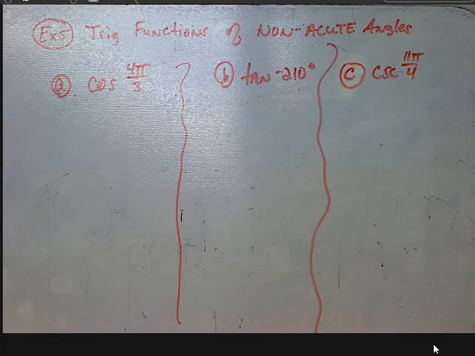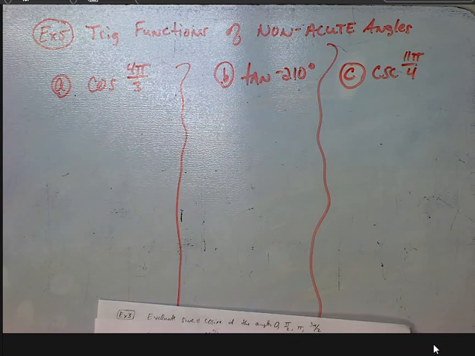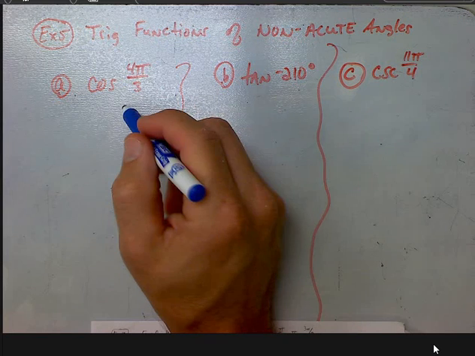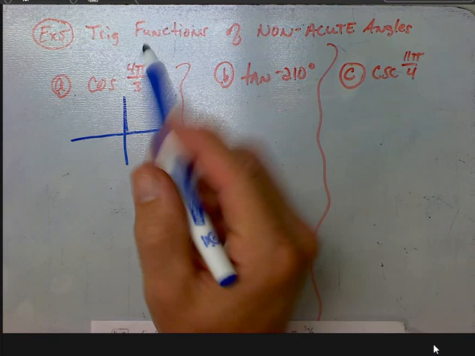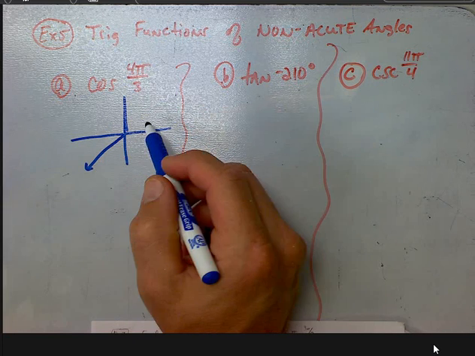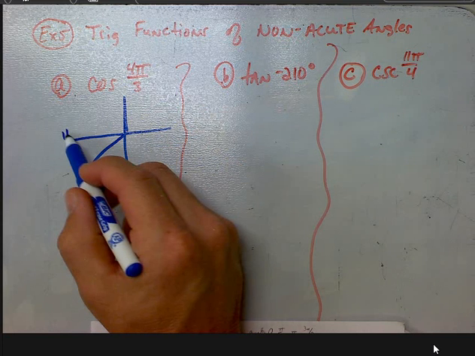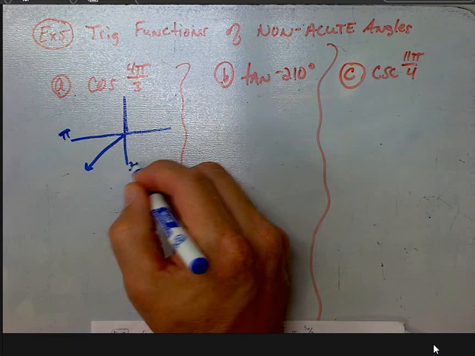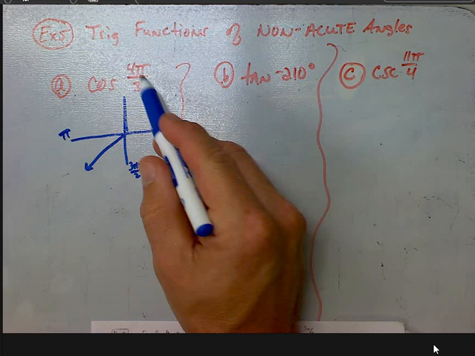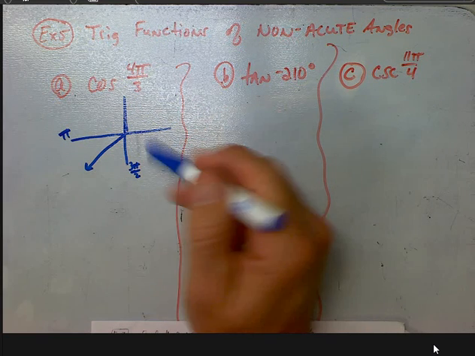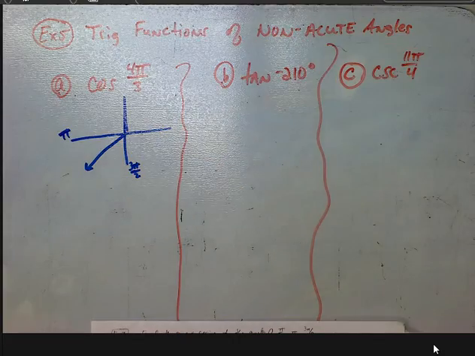Okay, example 5 says we're going to try to find trig functions of non-acute angles. So we'll start with cosine of 4 pi over 3. Let's start by drawing the angle. 4 pi over 3 is this angle here. We know it because this is pi, and this is 3 pi over 2, and 4/3 is between 1 and 3/2. So this is the angle. This is how we're going to establish how to figure this out.